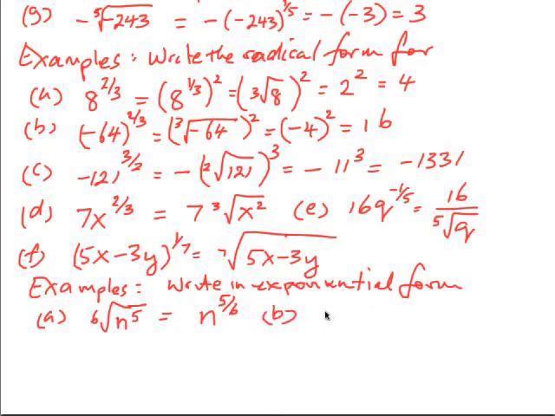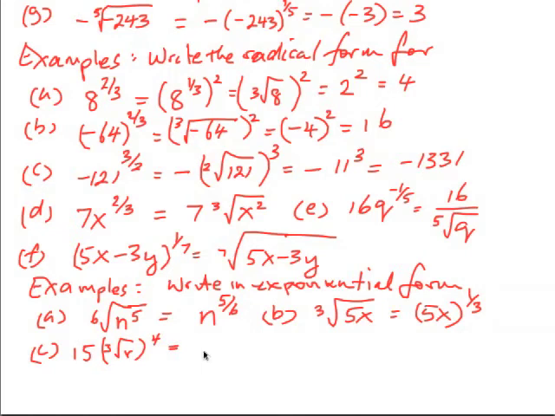Right, let's do part B. Let's suppose I have the cube root of 5x. This would be 5x to the 1/3. Okay, part C. Let's suppose that I have 15 times the cube root of r, all to the power of 4. This would be, the 15 is not affected, so it's 15 times r to the 4/3.